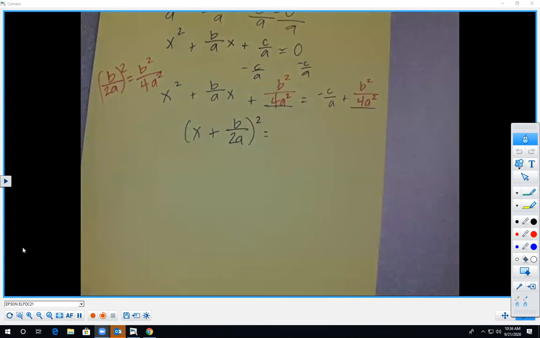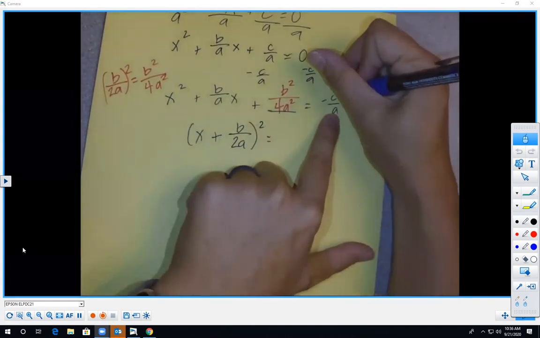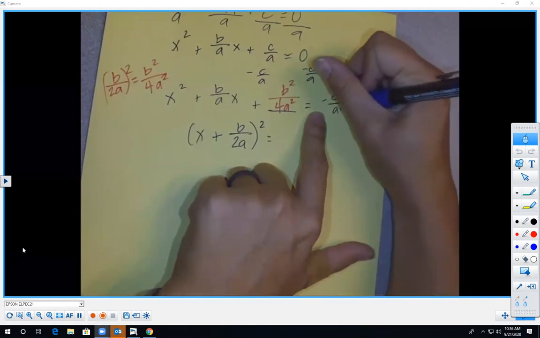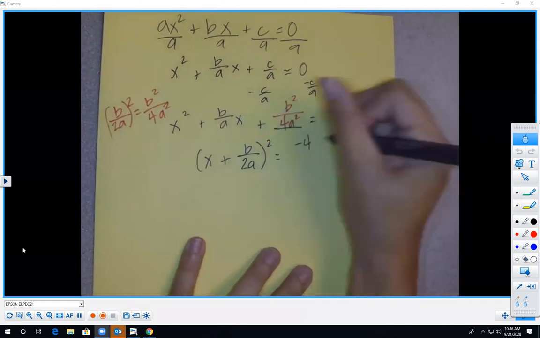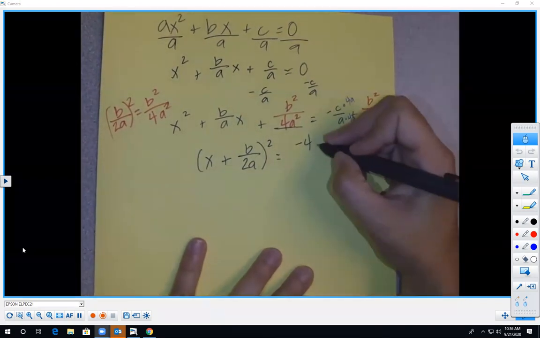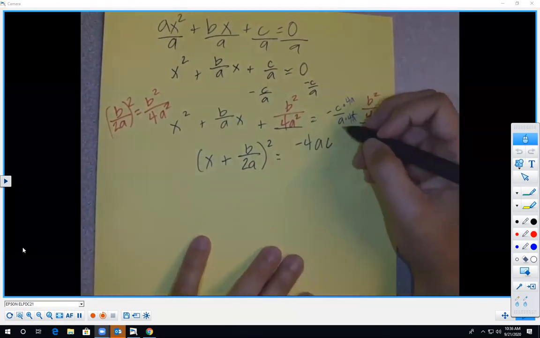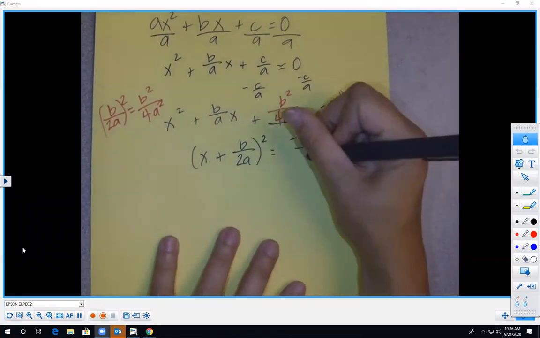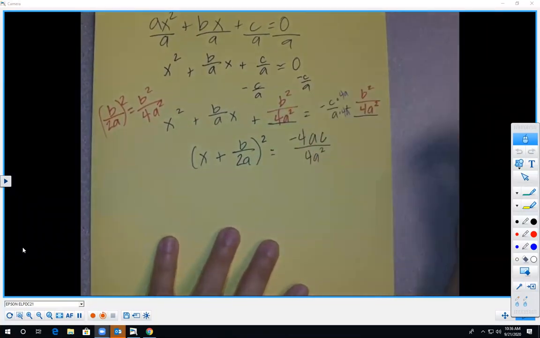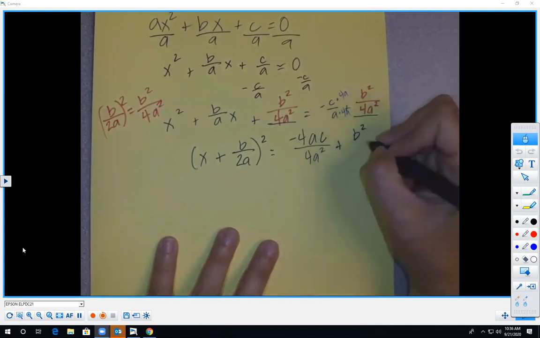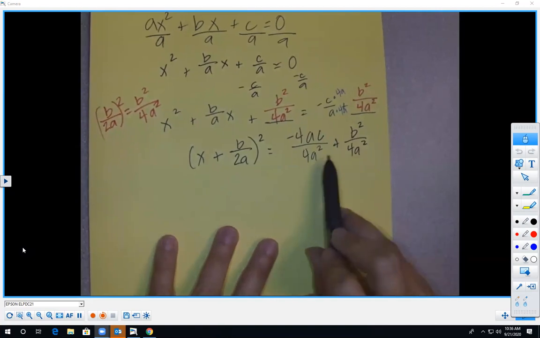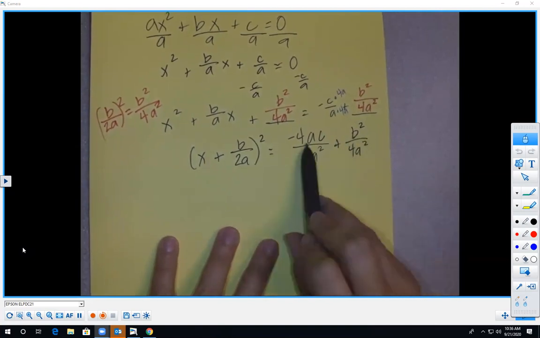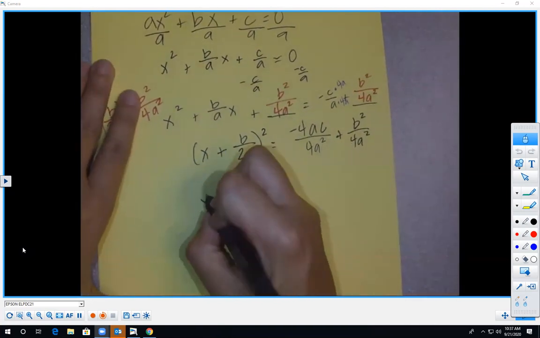So to get the common denominator, I would need to multiply the bottom and the top by 4a. So this would be negative 4a times c is negative 4ac. That's kind of starting to sound familiar, right? Over 4a squared plus b squared over 4a squared. So now they have a common denominator, so you can just add across the top and keep the bottom. So I'm going to rewrite it.